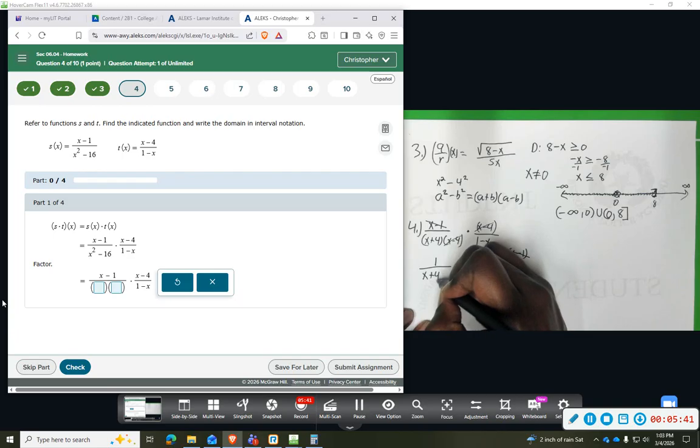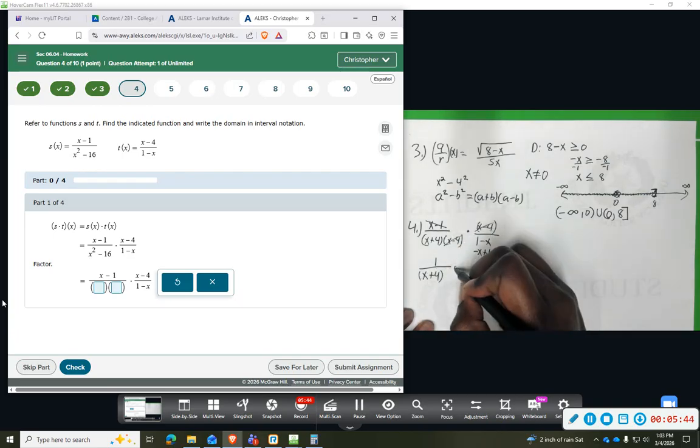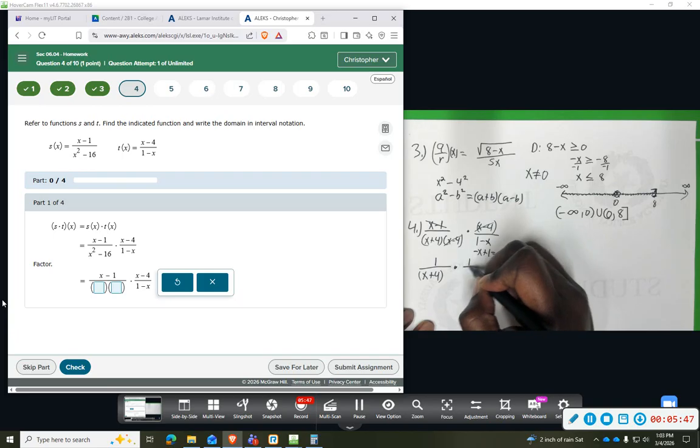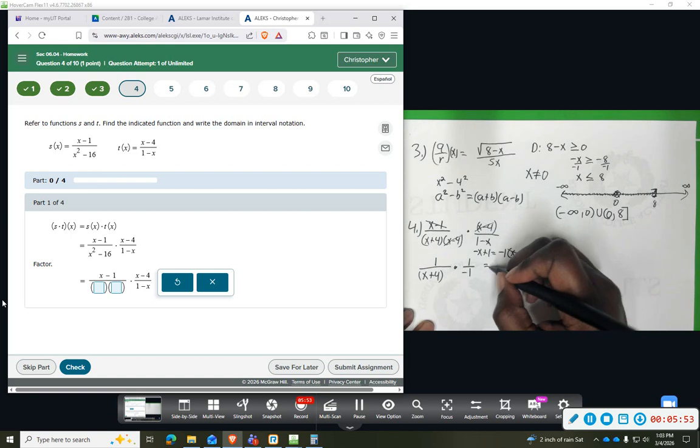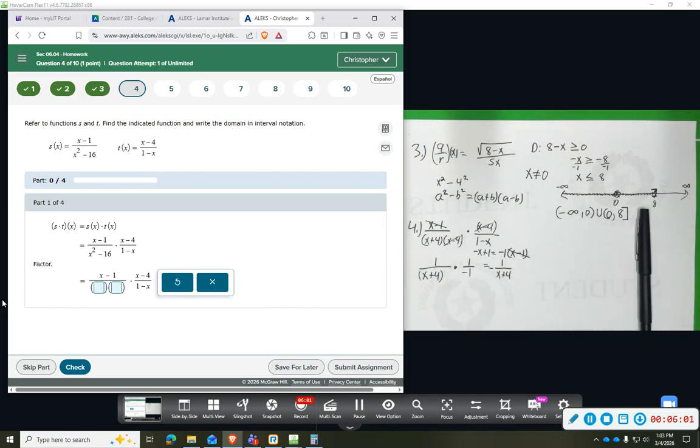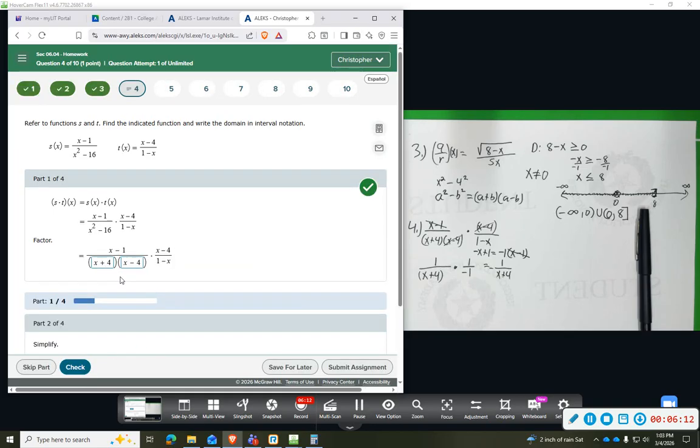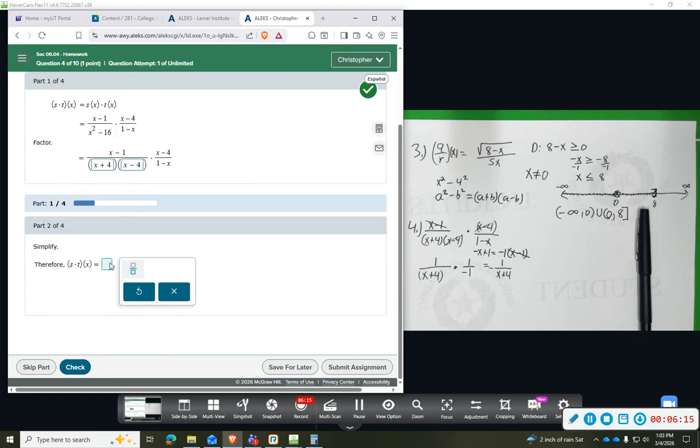Okay. So at the end of the day, this is just going to divide out to be a 1 over x plus 4. And then on the other side, we're multiplying by 1 divided by negative 1, because all of this divided out. Okay, so going straight across, we get a 1 over, and we just put the negative out front, x plus 4. I'm going to say negative 1 over x plus 4. So first the factor part, x plus 4 and x minus 4. Now it wants us to simplify. Negative 1 over x plus 4.